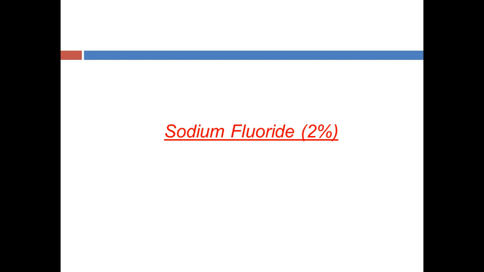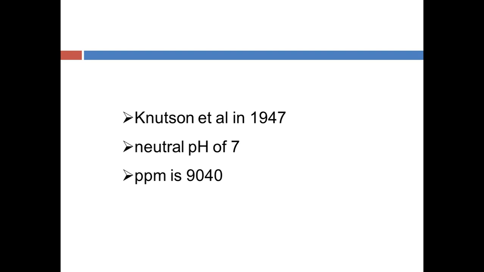The first type of professionally applied topical fluoride is 2% sodium fluoride. It was developed by Knudsen in 1947, and the pH of this will be 7, that is neutral pH, and the ppm will be around 9040. This is very important for you people to learn by heart. It was developed by Knudsen in 1947, exactly the independence year. Then it has a neutral pH of 7 and the ppm is 9040.